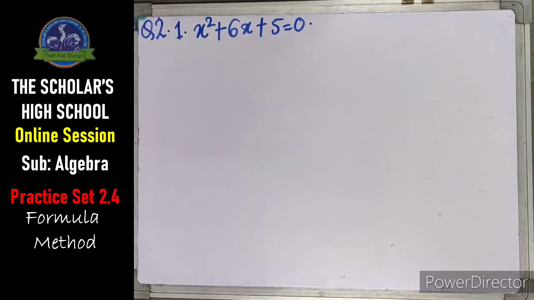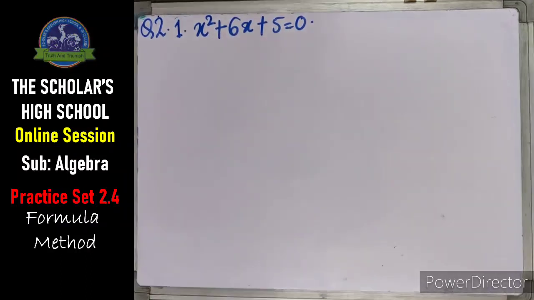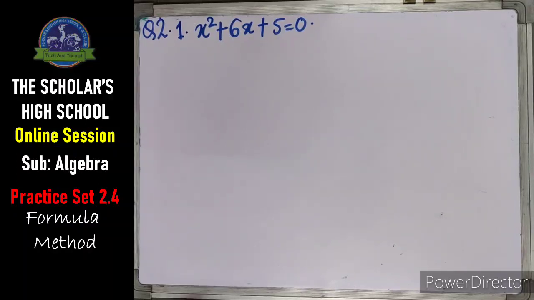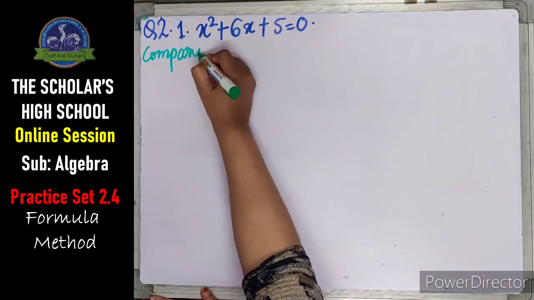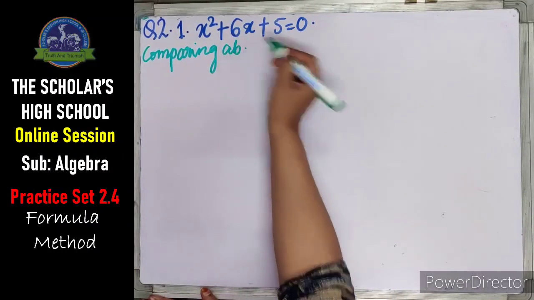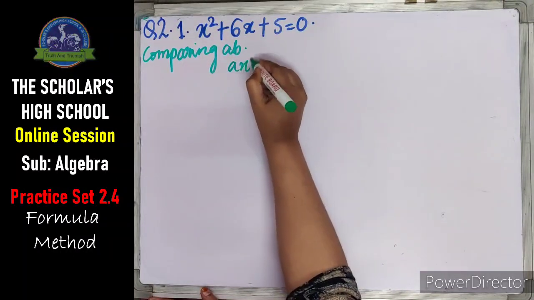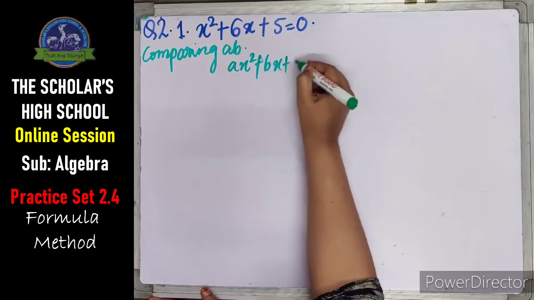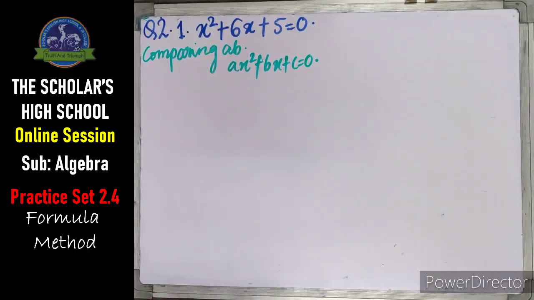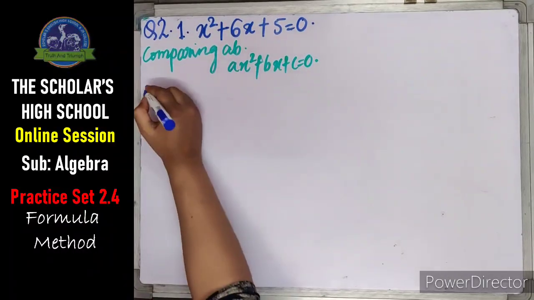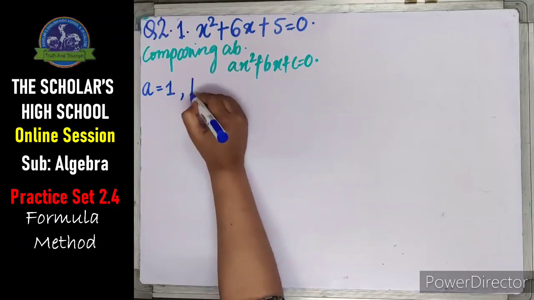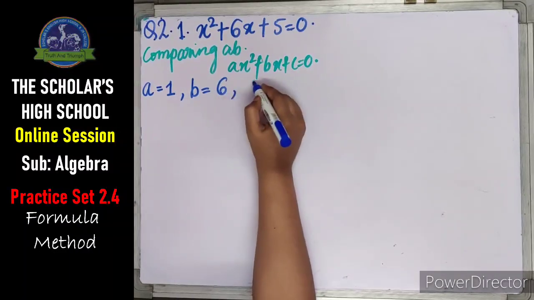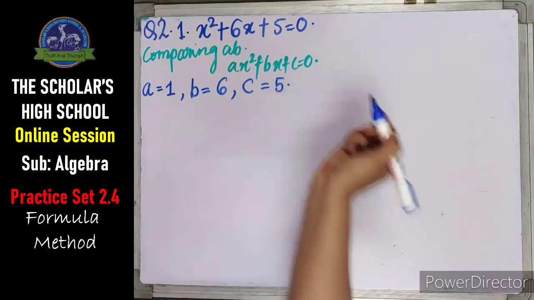Now coming to question number 2. The question is: solve using formula. Solve using formula means you have to solve the given equation using the formula. So now you are going to write: comparing the above equation with ax square plus bx plus c equal to 0. You know that we compare the equation to get the values of a, which is given here as 1, b which is given here as 6, and c which is 5.